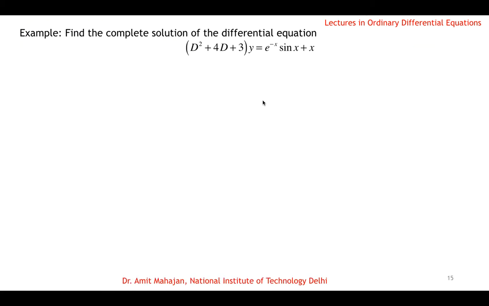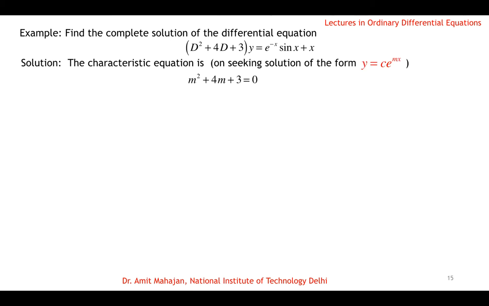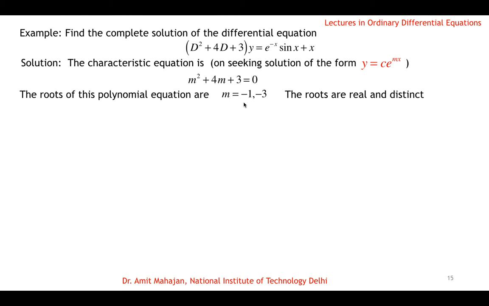So one more example: find the complete solution of the differential equation D² plus 4D plus 3 operated on y is equal to e^(−x) sin x plus x. So we have a product term here plus a polynomial term here. First find the characteristic equation, which is m² plus 4m plus 3 equal to 0. It will have two roots. So the m values are minus 1 and minus 3, real and distinct.